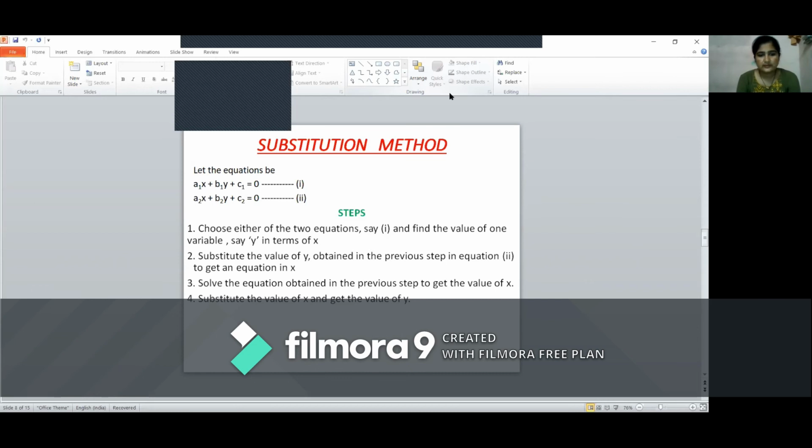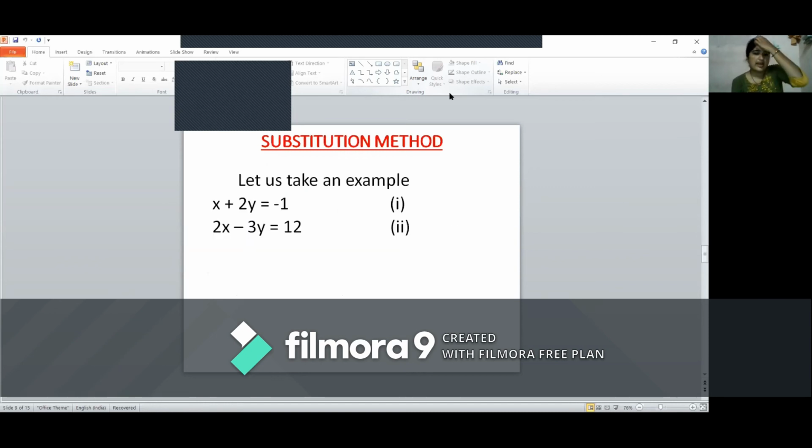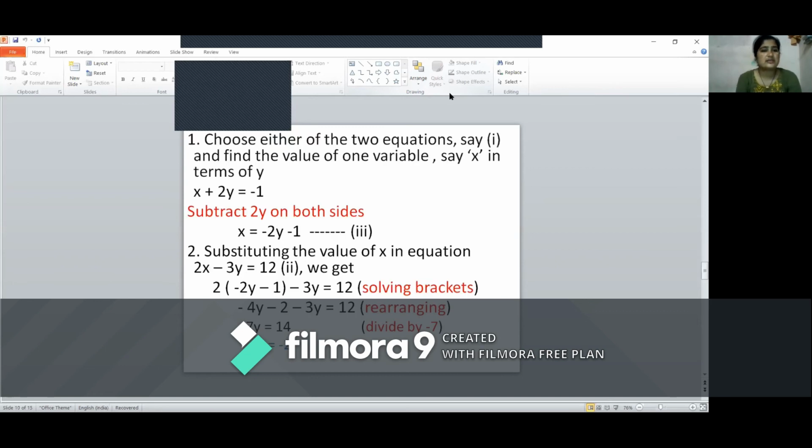Okay, we have to substitute the values of x to find out the values of y. This is the substitution method. So I have here the first example: x plus 2y is equal to -1 and 2x minus 3y is equal to 12. Call x plus 2y equals -1 the first equation and 2x minus 3y equals 12 the second equation, and let's solve by the substitution method.